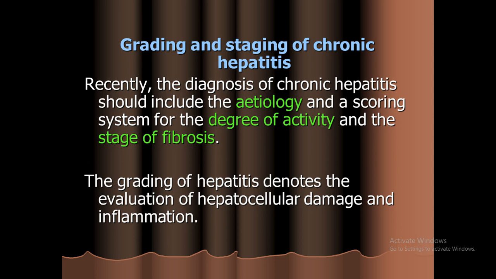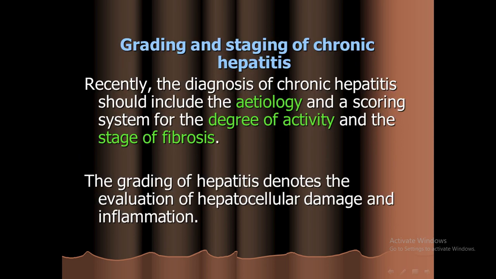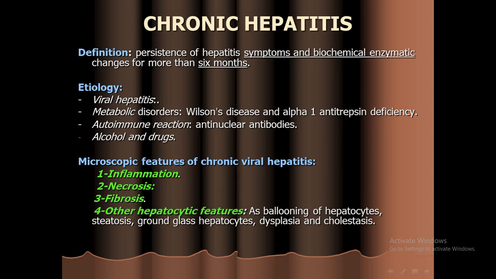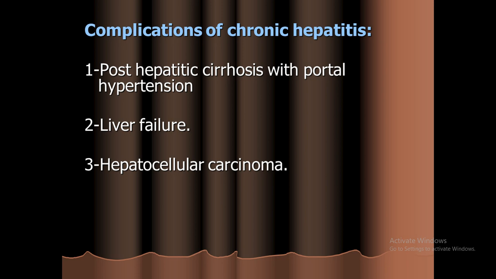So grading of hepatitis is measuring of this inflammation and inflammatory infiltrate, while staging of hepatitis is giving scores for this fibrosis. So inflammation and necrosis are estimated by grading, grade 1, 2, 3, and so on, and the degree of fibrosis is estimated by staging, stage 1, 2, 3, and so on. So in liver biopsy, we have to comment on grading and staging to know the activity and the fibrosis in these chronic hepatitis. Now, what are the complications of chronic hepatitis? It may proceed to cirrhosis and portal hypertension, and we'll discuss this, liver cell failure, and carcinoma.